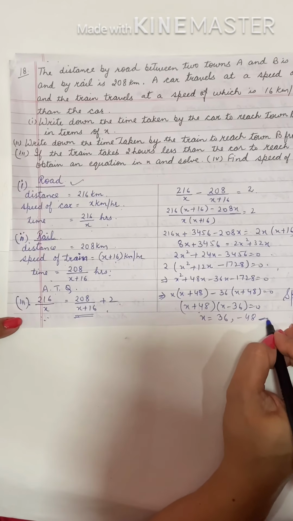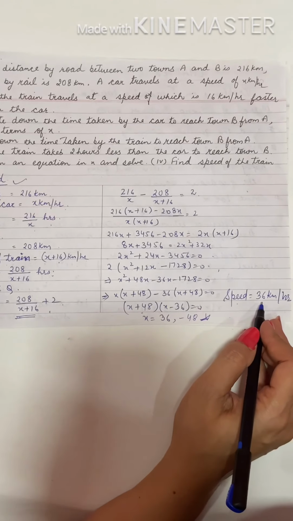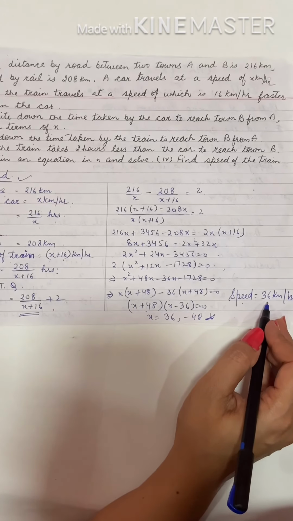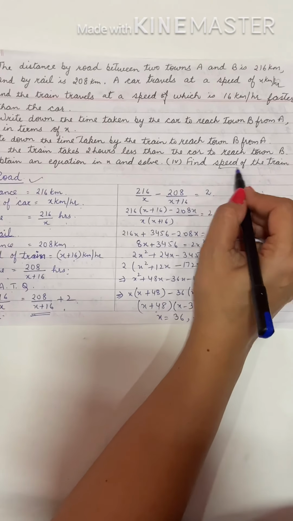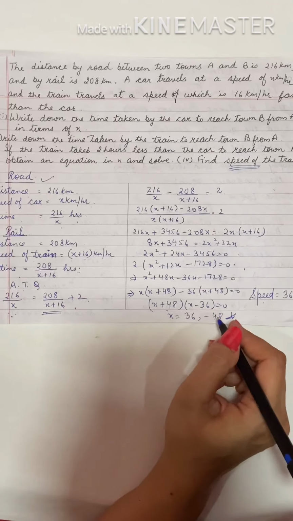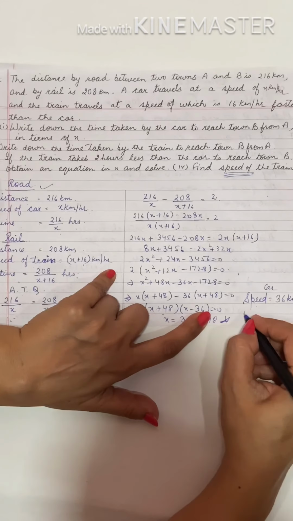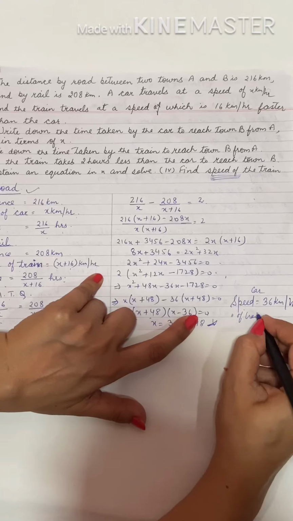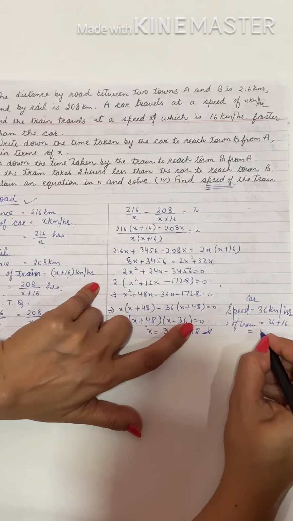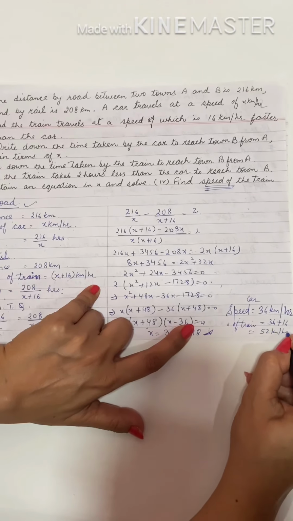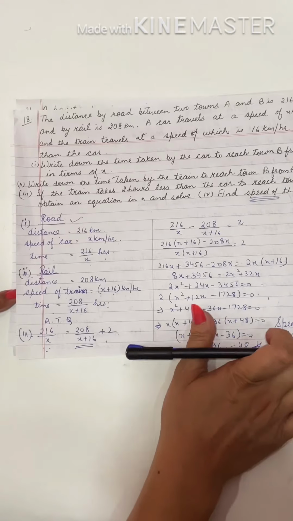So again we will reject this negative value, and the speed of the car comes out to be 36 kilometers per hour. We have to find the speed of the train. Take care of what is asked in the question. So this is the speed of the car, and the speed of the train will be 36 plus 16, that is 52 kilometers per hour. Speed of the train is 52 kilometers per hour, right?